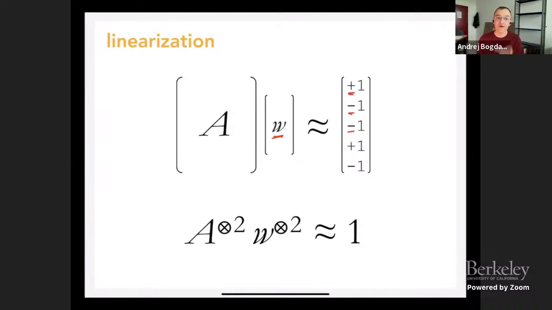So if I take the tensor of every row with itself and the tensor of W with itself, then I get some kind of equation, which is a linear equation, right? With 1 on the right-hand side. And if M is much less than n squared, then this matrix here is still going to have more constraints than variables, and I can solve and figure out what W is going to be.